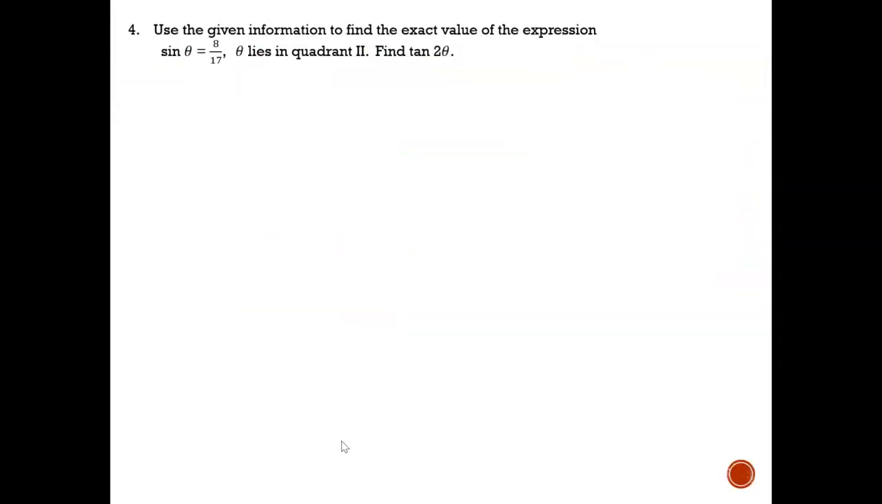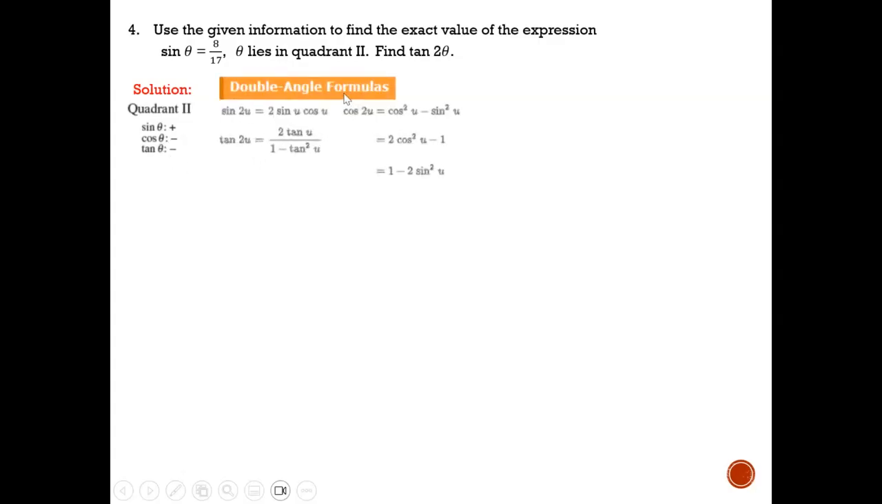Okay, now number 4. I think these are going to be the double angle formulas. It says use the given information to find the exact value of the expression: sine of theta equals 8 over 17, and theta lies in quadrant 2. So in quadrant 2, the sine is positive, and the cosine and tangent are negative. That's quadrant 2.